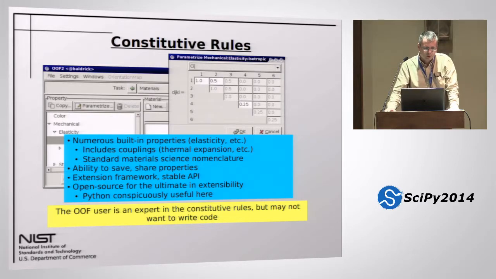We have a wide selection of constitutive rules, lots of built-in properties, mostly the obvious ones: linear elasticity, linear thermal conductivity, piezoelectric, and several couplings, thermal expansion, piezoelectricity. There is the ability to save and share properties, so if you find a particular set of parameters that really well models the thing you're doing, you can save it and use it again in other computations. Everything is open source, so it's the ultimate in extensibility if you're willing to put in the work. And this is a case where having a Python API has been particularly useful. The constitutive rule API exists at several levels, but in particular there are Python hooks for everything. Here we think the UF user is an expert in the constitutive rules, at least in the equations. They may or may not be coders, but if they are, or if they can hire coders, or if they can talk to us, we are coders, we can get them there.